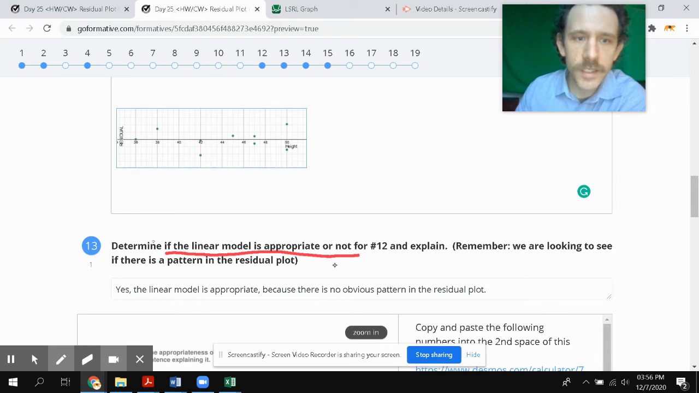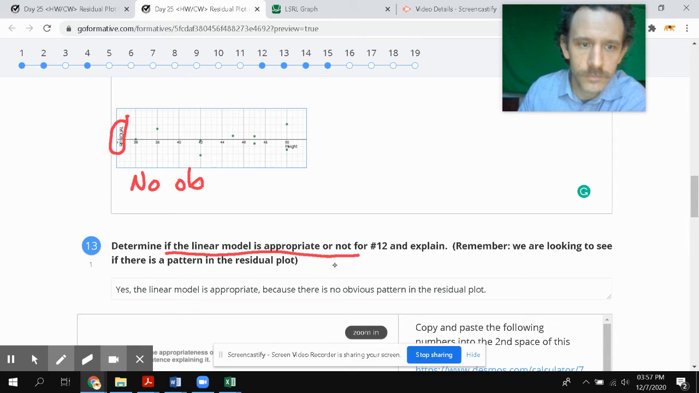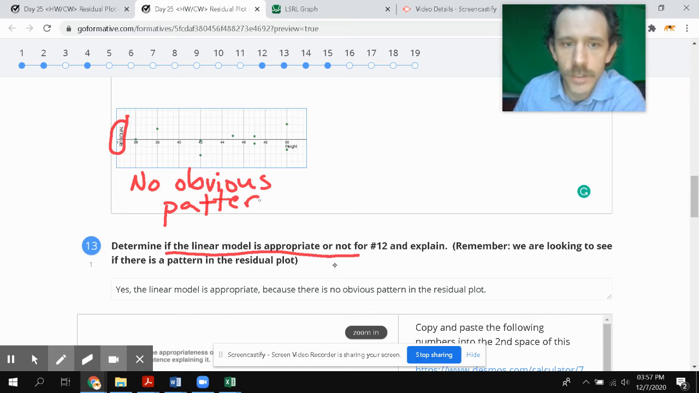So for number 13, we're looking at the graph that we made. It is a residual plot, you see it there. And we're looking to see if the points are just scattered about and to see if there's an actual pattern. And in this case, I'm looking at these points and there is no obvious pattern for this. Right? If I look at the points, they're pretty much scattered about.